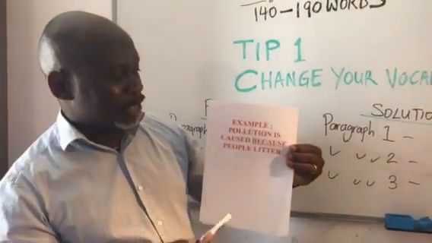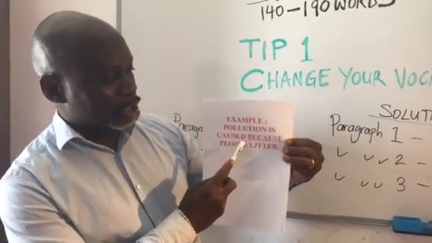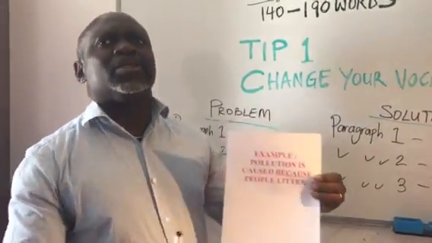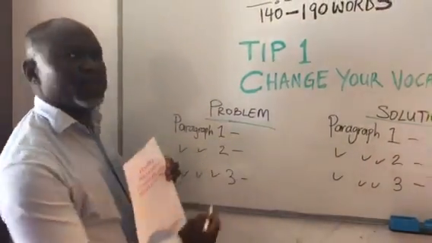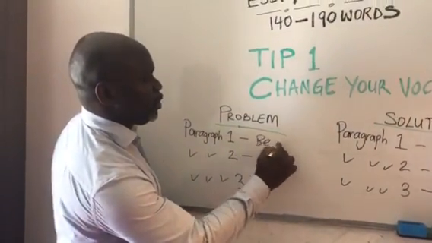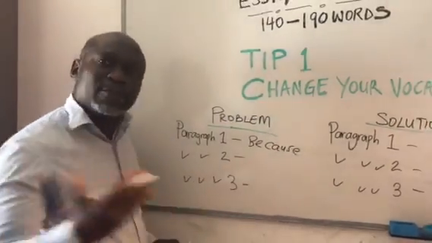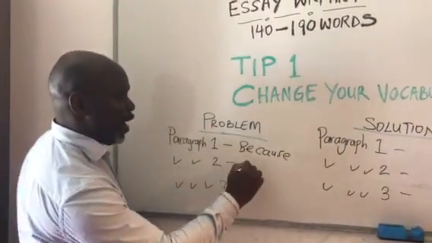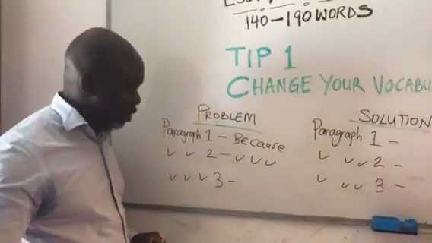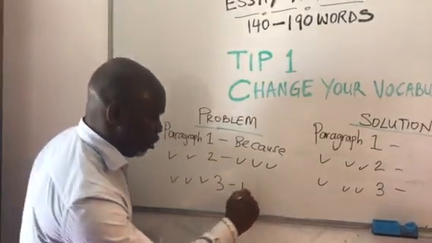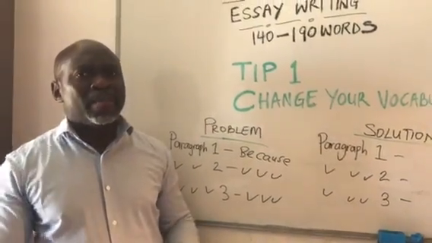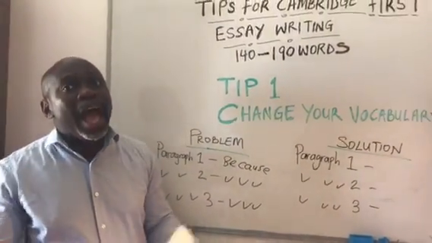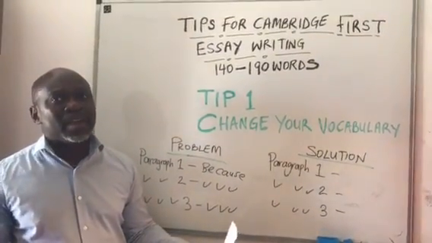If you have a look at this example, it says pollution is caused because people litter. So imagine if I were writing and I wrote in paragraph 1, I wrote because to give a reason. In paragraph 2, I wrote because again to give a reason. In paragraph 3, I wrote because again to give a reason. Of course, in this way, the examiner might not know how much vocabulary you have.